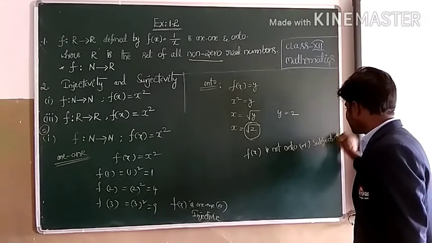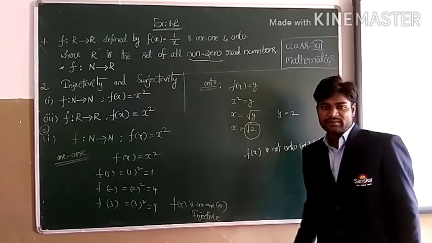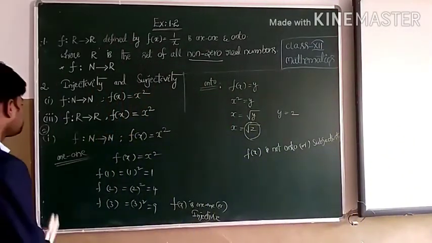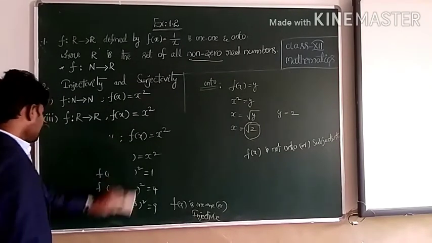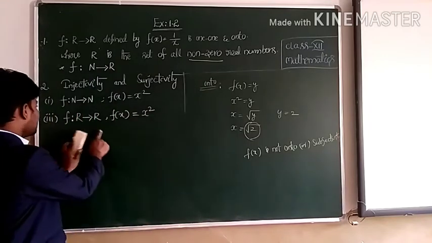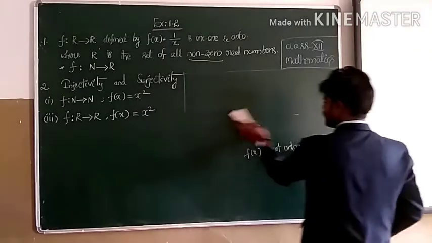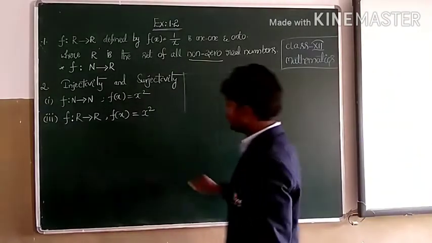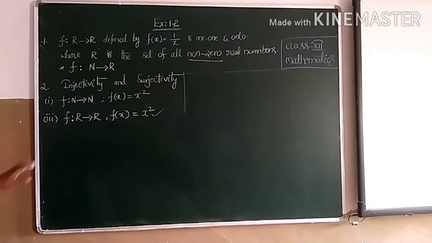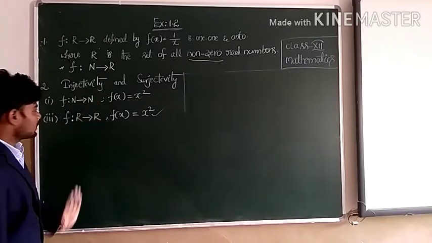Okay, in this way we can take the functions and check which one is an injective function and which one is a surjective function. Now let's see the third one in this problem. The third one is f from real numbers to real numbers, and f of x is equal to x square. Now let's check injectivity and surjectivity.